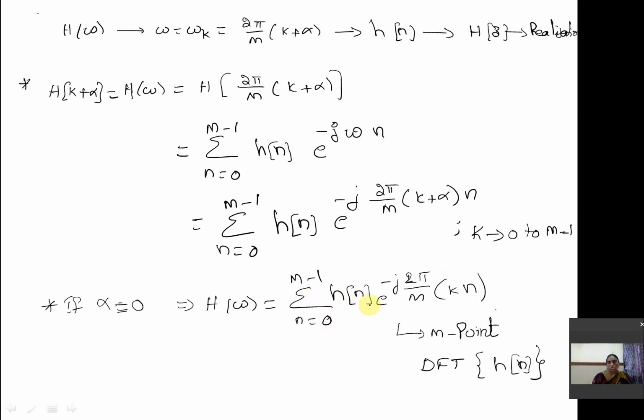So summation x of n e power minus j 2 pi by capital N nk, like that, right? So similarly here capital N means here capital M is used. So here the input signal is nothing but h of n here. That's why it is also called the M point DFT of h of n. Okay, now here suppose h of n is equal to, how can you find out the h of n here? Inverse formula.